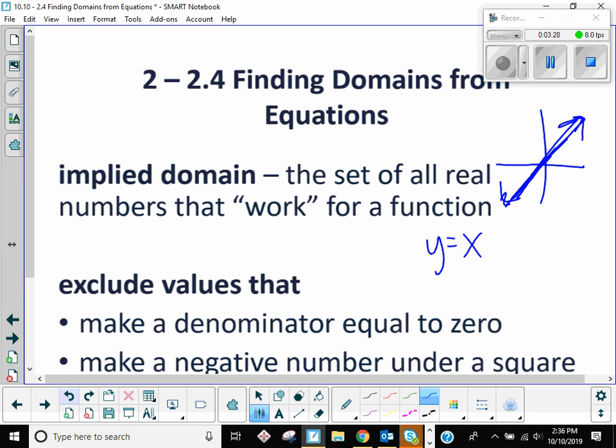And if you were to write that in interval notation, it would look like this. Negative infinity, positive infinity. And that looks like y equals x. How do you think the domain would change at all, if instead of x, I just had like 5x? What would the domain be for 5x? What x values would work for that function?